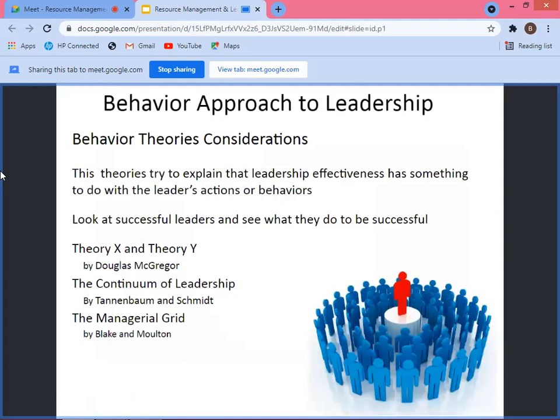So these are the behavior theories considerations. These theories try to explain that leadership effectiveness has something to do with the leader's actions or behaviors. It is something to do with the action, whatever it is, or the behavior of the leaders or the managers. If you want to be an effective leader, then choose the right leadership behavior approach that you want to implement.